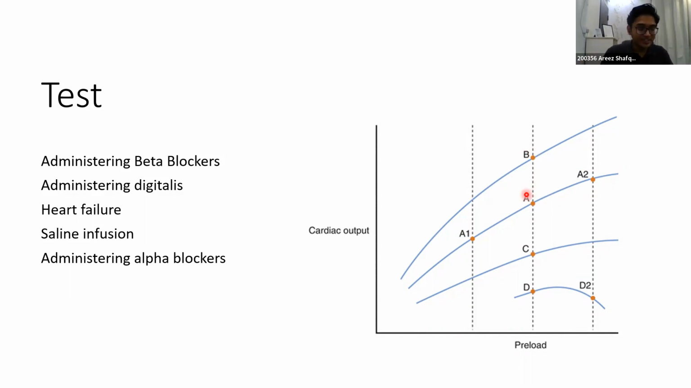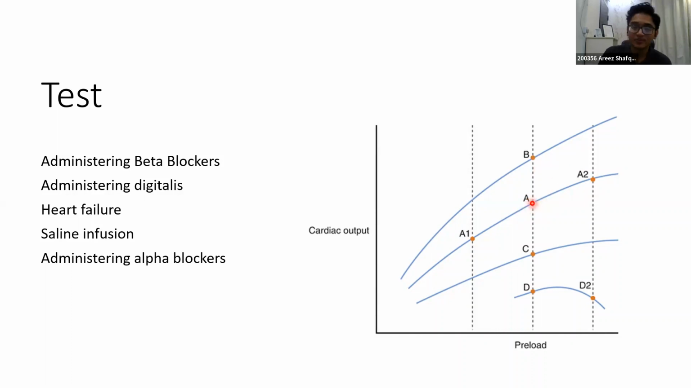What determines contractility? I told you sympathetics and drugs. So if I administer digitalis, that will shift the curve from A to B. Or I give an alpha blocker, because alpha receptors are in the vessels, right? They control vasoconstriction, vasodilation. If I block the alpha receptor, I will cause vasodilation. If I vasodilate, I will decrease afterload and I will increase cardiac output. So these two scenarios, administering alpha blockers or administering digitalis, would move point A to point B.